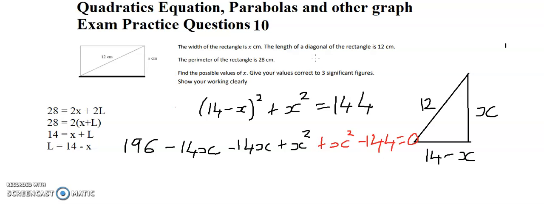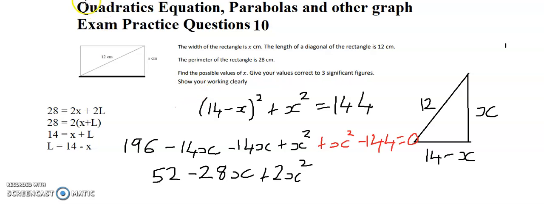Now I just need to simplify this. The first thing I'm going to do is take 196 and take away 144, which equals 52. I've simplified that part, but I've also got negative 14x, take away 14x, which equals negative 28x. Plus x squared and x squared is 2x squared.